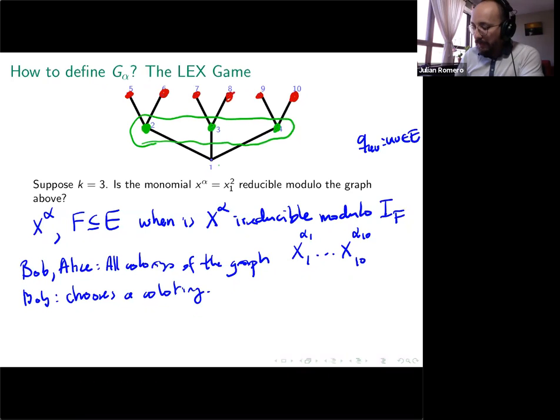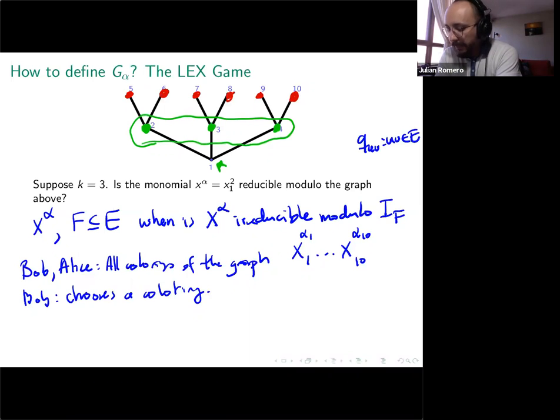So Alice is always going to be able to know what is that color, right? Because there's only 2 colors left, at least in this example, right? But she always has a strategy to win. So since she always has a strategy to win, then this monomial is going to be reducible.